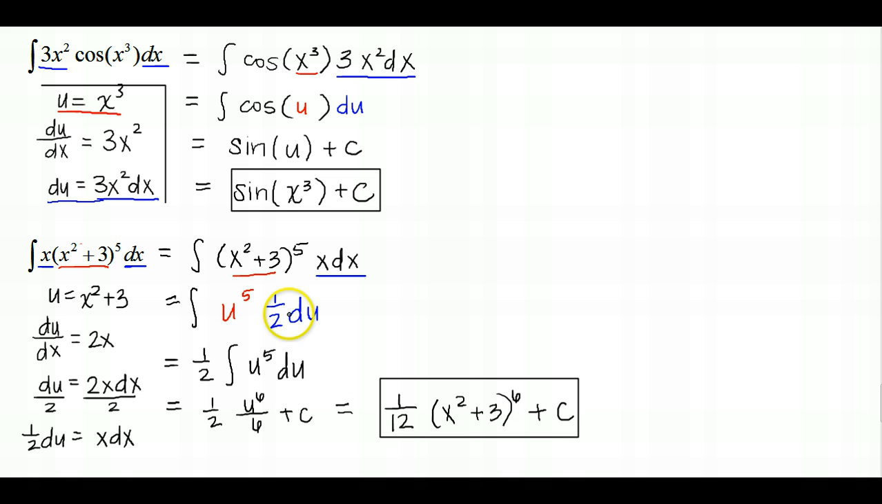And it was a lot easier than doing all of the distribution that would have been required in evaluating algebraically x squared plus 3 to the 5th power, and then distributing in the x and all that. And that answer would have also been really, really messy. So this answer here is nice and concise as the antiderivative to this function here.